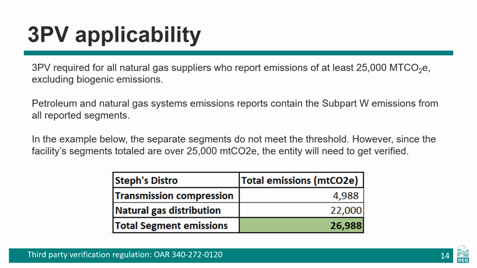For natural gas system emissions reports, this threshold is calculated for all subpart W emissions within Oregon. It is not broken up by facility or industry segment. So, if a reporter had multiple facilities reported across multiple segments that were each below the verification threshold, but added together they exceeded that threshold, then all of the facility's emissions require verification.